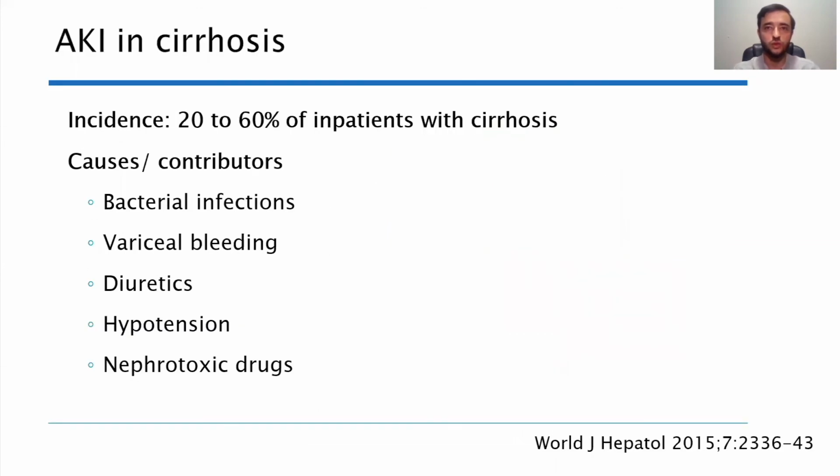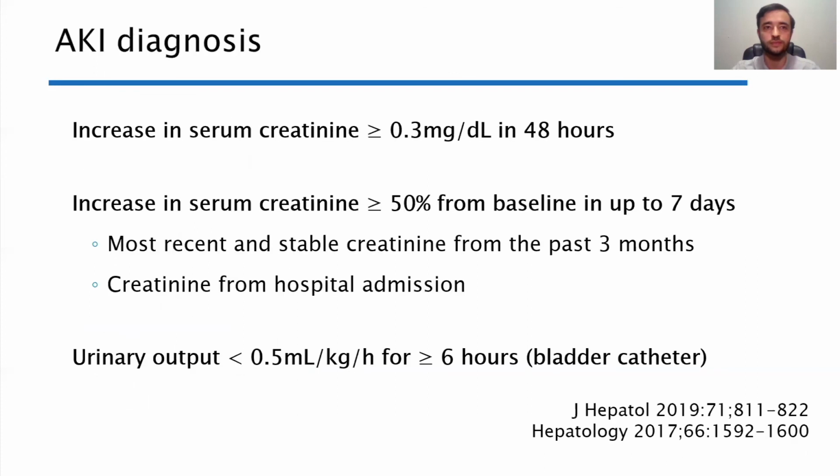In patients with cirrhosis, we have a high incidence of AKI. About 20 up to 60% of patients with cirrhosis will have AKI during a hospital admission. The reasons for that are many, especially the higher risk of bacterial infections, variceal bleeding, the use of diuretics and other nephrotoxic drugs, and hypotension, which are all common in patients with cirrhosis.